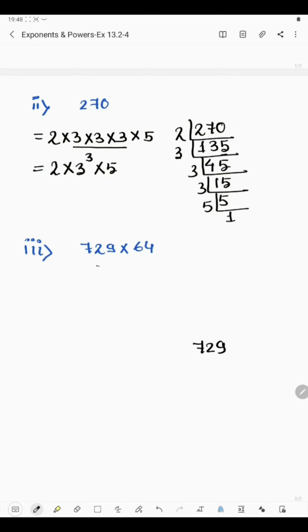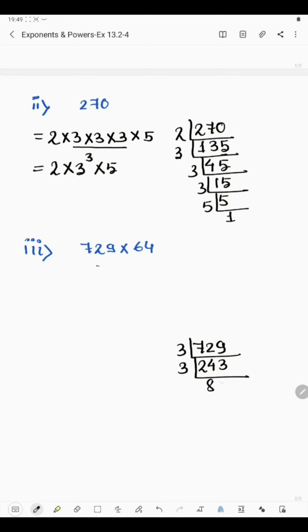As the last digit is odd, it won't be divisible by 2. And if you find the sum of the digits, 9 plus 2 is 11, 11 plus 7 is 18, so it will be divisible by 3. So 3 2s are 6, 3 4s are 12, 3 3s are 9. Now if you find the sum of the digits, 4 plus 3 is 7, 7 plus 2 is 9, so this will again be divisible by 3.